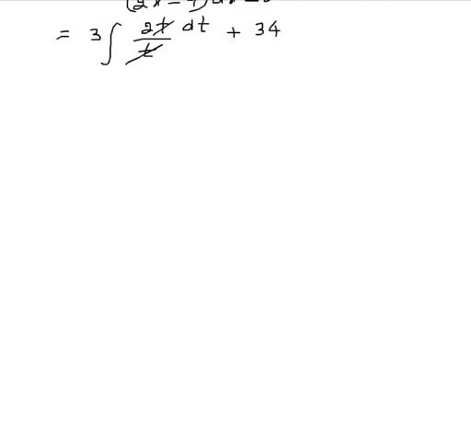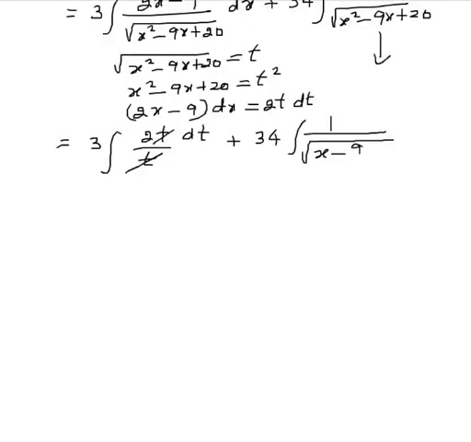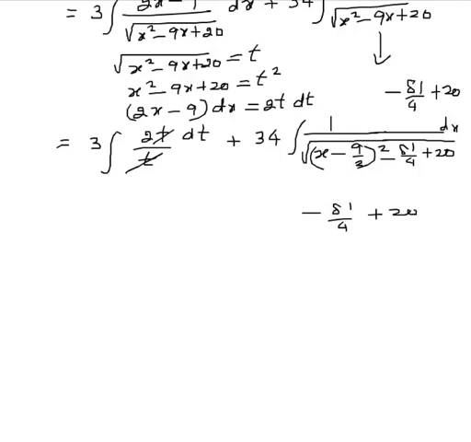Plus, the substitution is only for the first integral, not for the second one. Second one should be done by completion of squares. X minus, divide the coefficient of x by 2, which is 9 by 2, the whole square, minus b square term. B square term is 81 by 4 and plus 20 we have, into dx. Minus 81 by 4 plus 20. Simplify by taking LCM. It becomes minus 1 by 4.